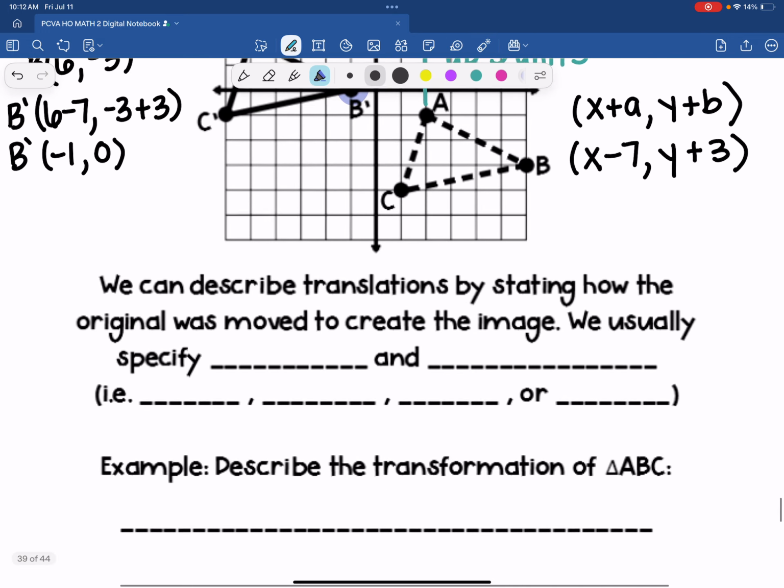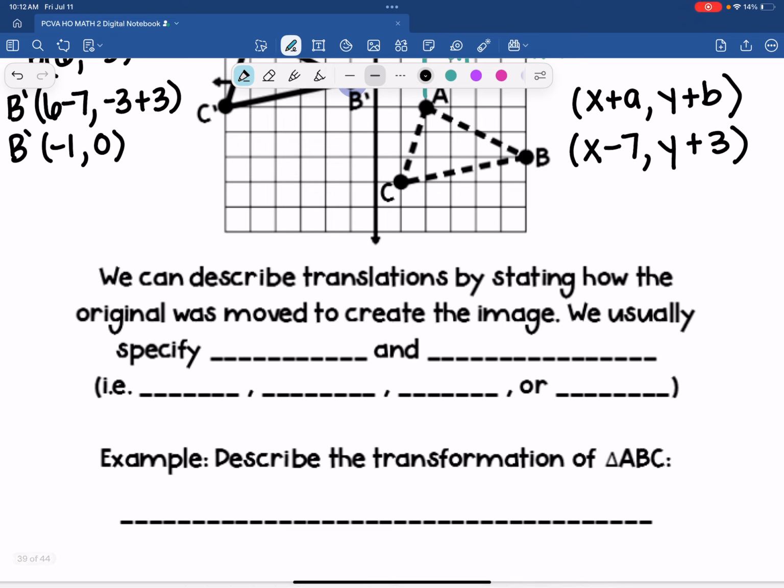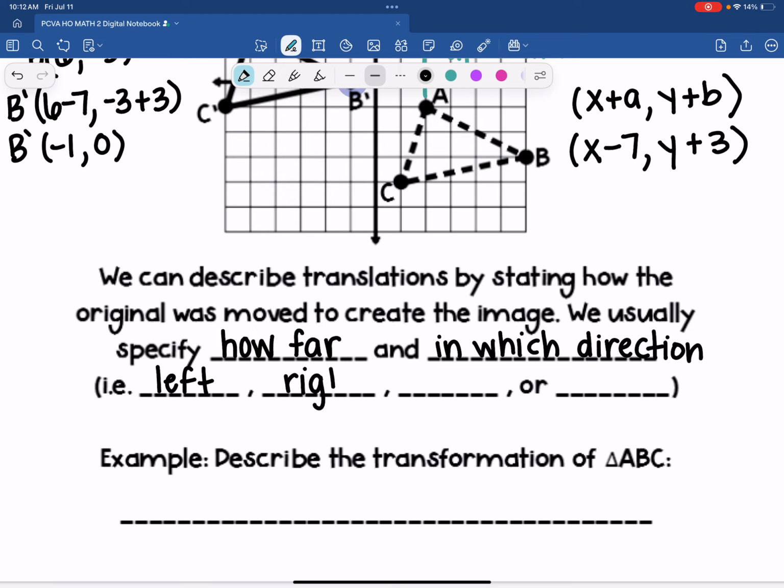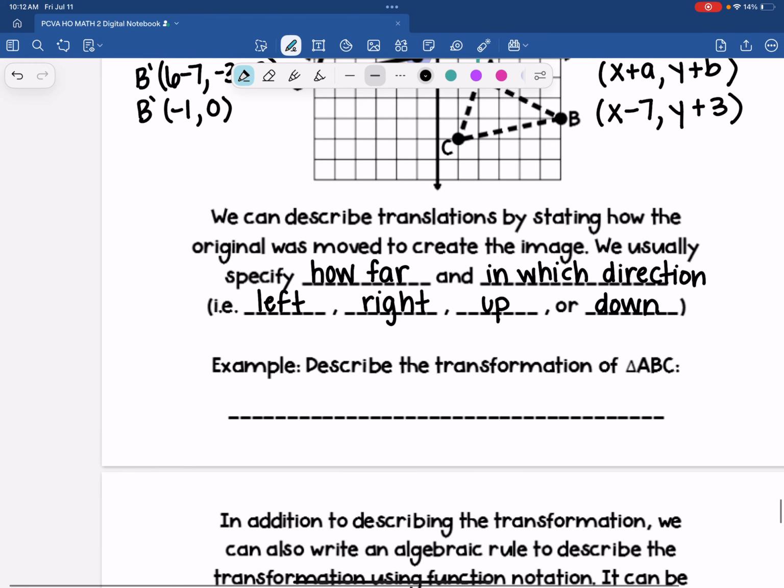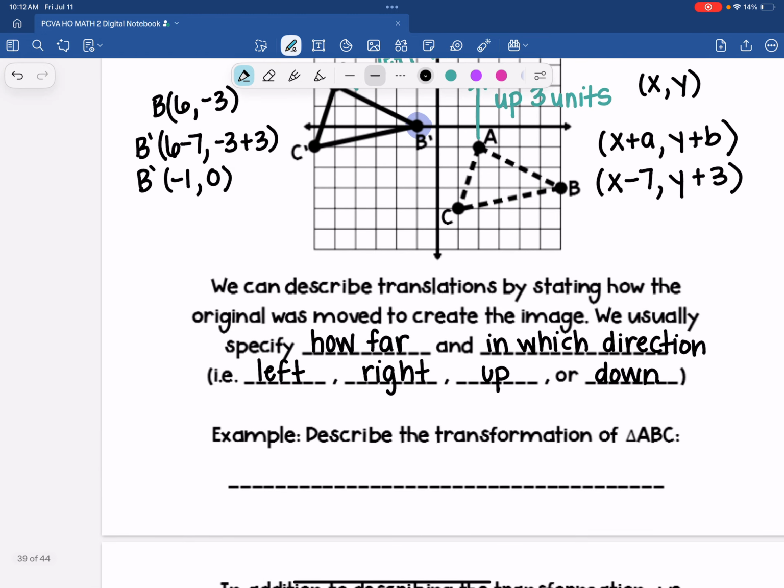Okay, so we can write rules for this, and we are going to learn how to do that a little bit further. All right, so we can describe a translation by stating how the original was moved to create the image. We usually specify how far, just like we did a second ago. We want to know how far it moved and in what direction. How far means how many units, and direction means up, down, left, right.